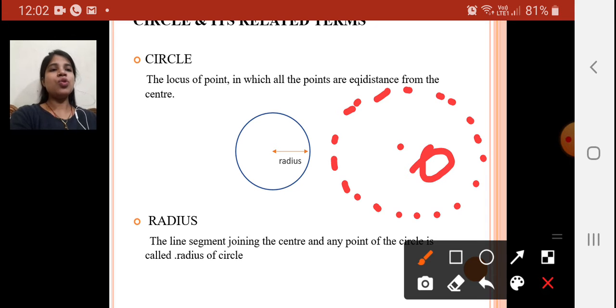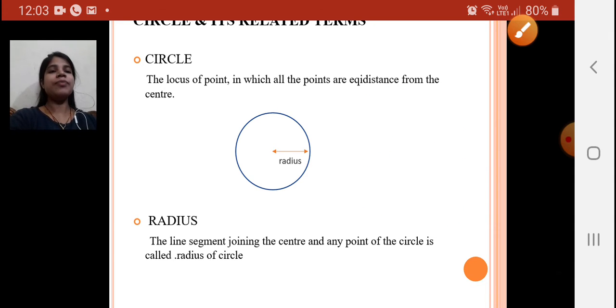Fine. So suppose O is the center, the distance between the center and any point of the circle is always the same. So what is the circle? The locus of points which are equidistant from the center. And the second terminology is radius.